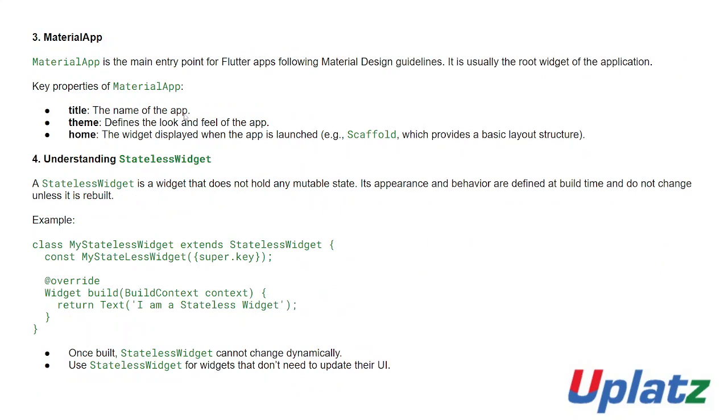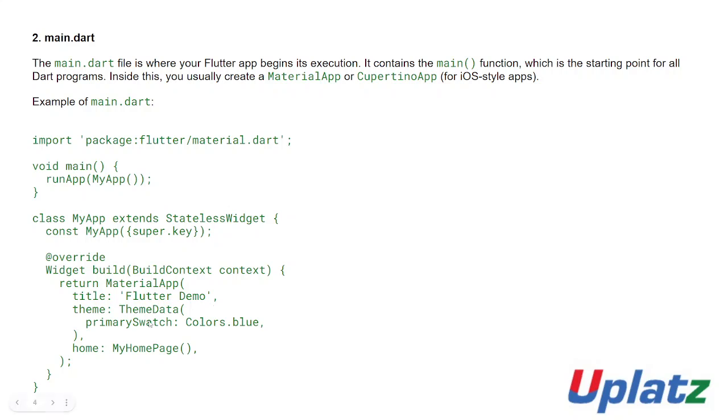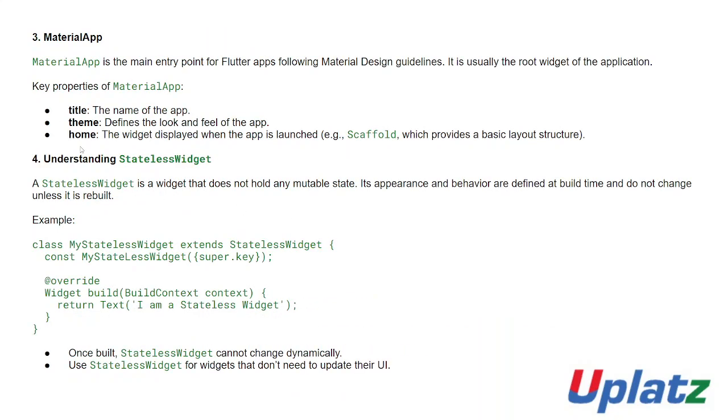Title, the name of the app. Theme defines the look and feel of the app, where we wrote primary swatch, colors.blue, theme data. And home, the widget displayed when the app is launched, that is scaffold, which provides a basic layout structure. That is what will be the main place of that app. That is home.